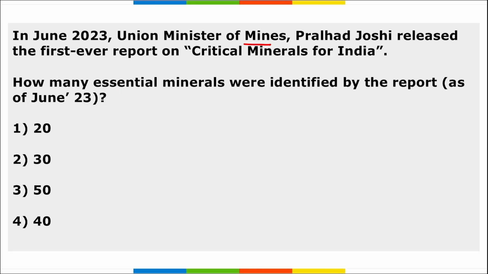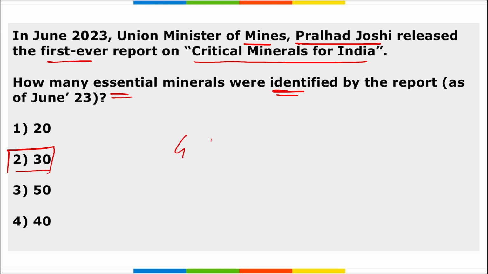Next, Union Minister of Mines Prahlad Joshi released the first ever report on critical minerals for India. And how many essential minerals were identified by the report? A total of 30 minerals were identified. This report has highlighted the indispensable role of these critical minerals in driving India's economic development and ensuring national security. Some of them are gallium, germanium, graphite, copper, cobalt, beryllium, bismuth, phosphorus, potash, strontium, etc.